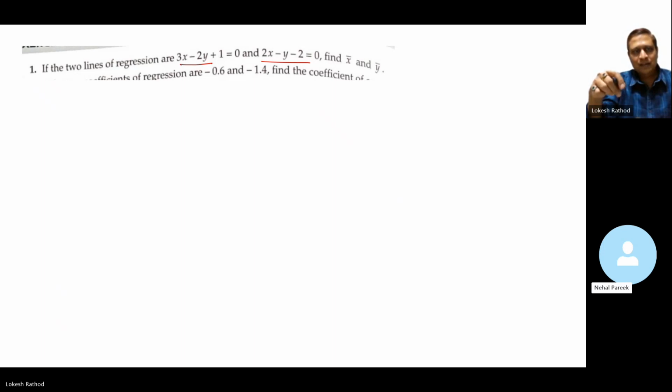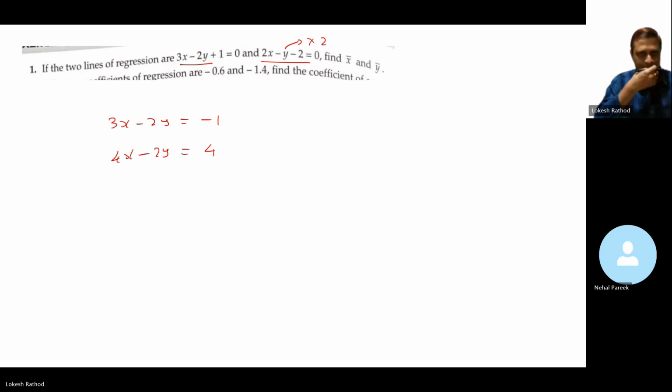What do they say? If the two lines of regression are given, this and this, we need to find x bar and y bar. Which property can we use? You have written all the important properties. Yes, the two regression lines intersect at x bar, y bar. So we just need to find their point of intersection.